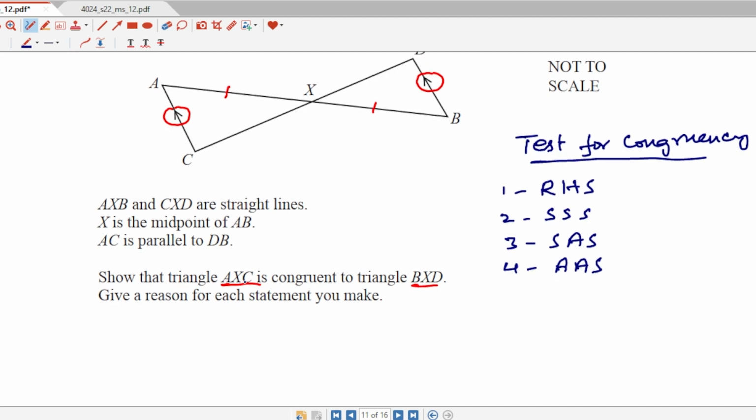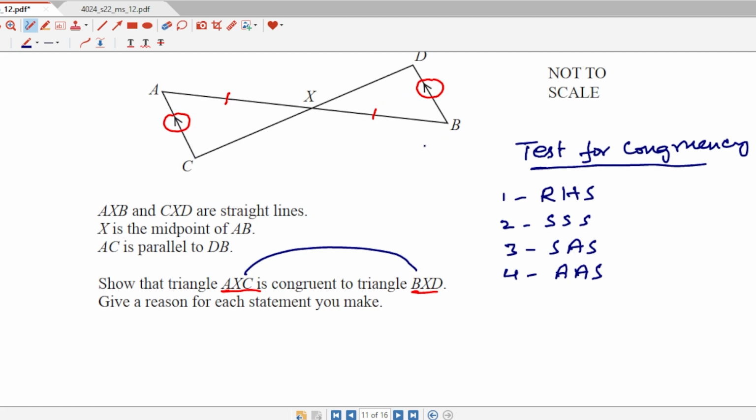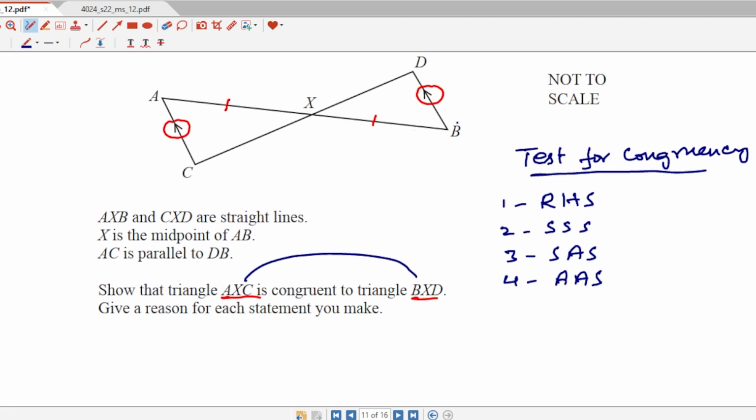Here AXC is examined with BXD. In the question we can identify that AC is parallel to DB, meaning these angles are equal, alternate angles. Angle C equals angle D, this is also alternate angles, and angle X equals angle X, that is vertically opposite. We can apply angle, side, angle.